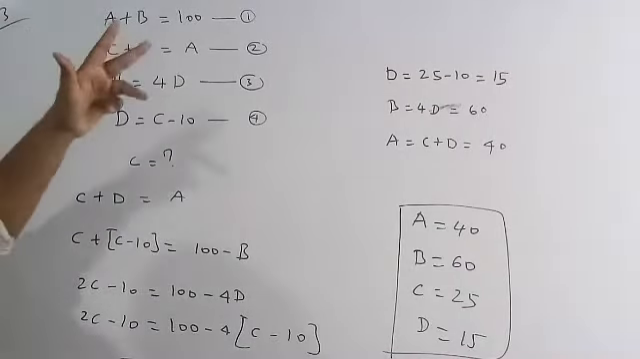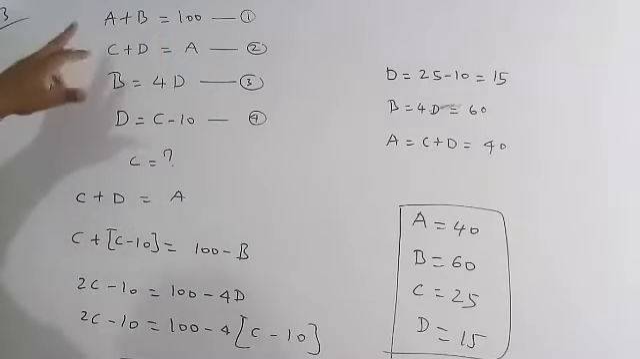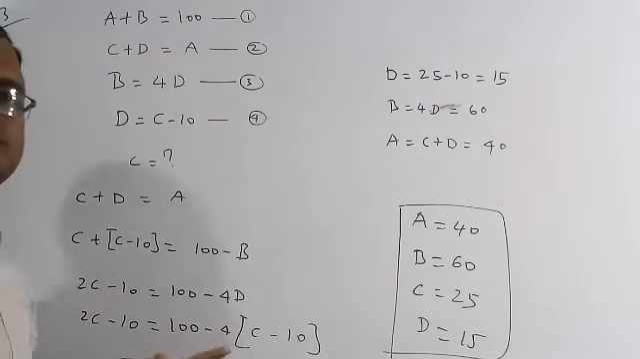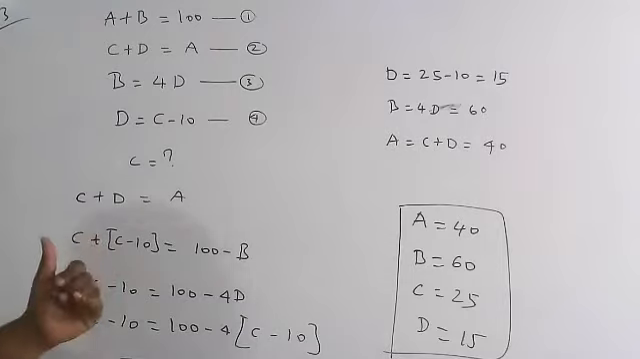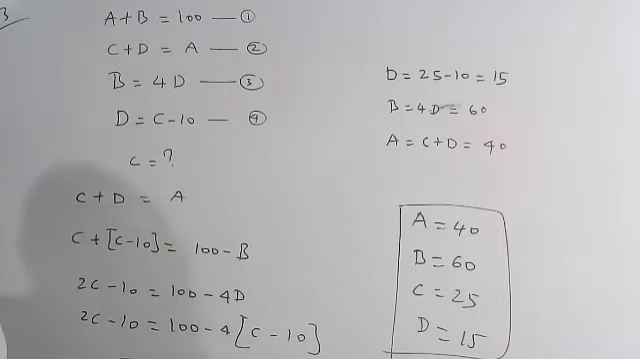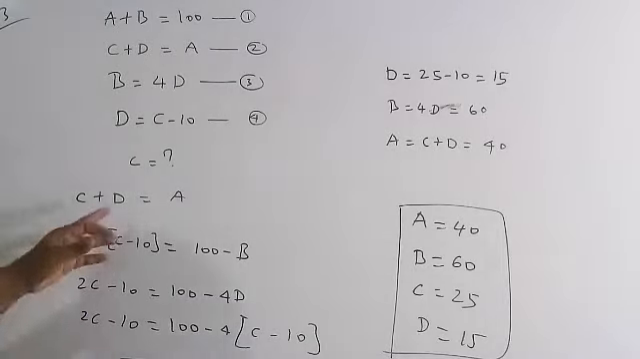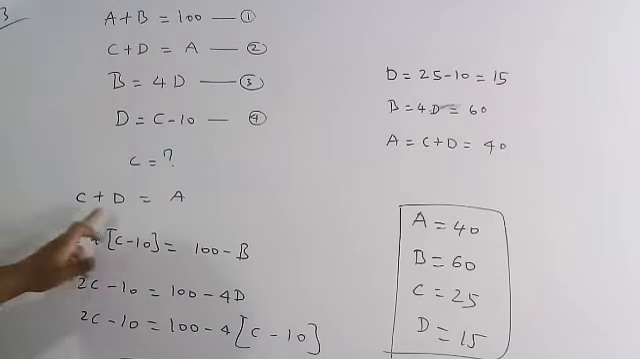So we have 4 equations with 4 variables. The 4 variables are A, B, C, D. So therefore, we can easily solve this numerical. In this question, they asked what is the marks scored by the person C. So here, I am going to take the second equation: C plus D is equal to A.